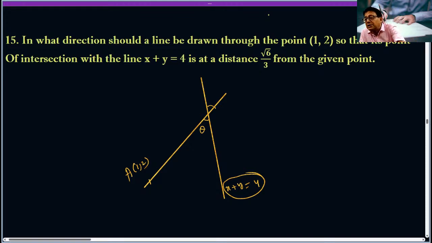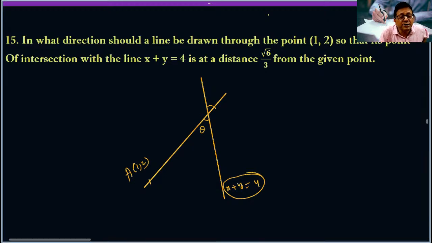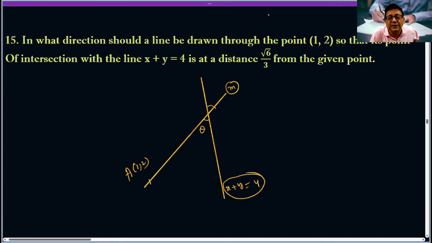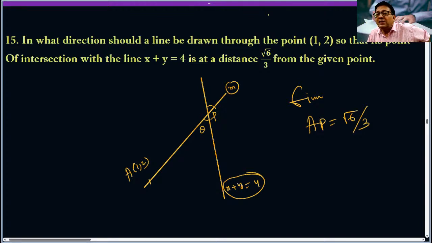We know this line's direction. What is its direction? Tan theta is minus 1, m is minus 1, so 135 degrees. This line's direction we don't know, we have to find m. But once it is given, which one is given there? AP equal to root 6 by 3. This is given. So I hope this will be enough. AP, P is what? How to take P?